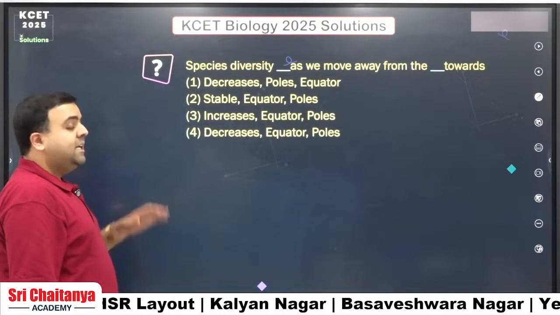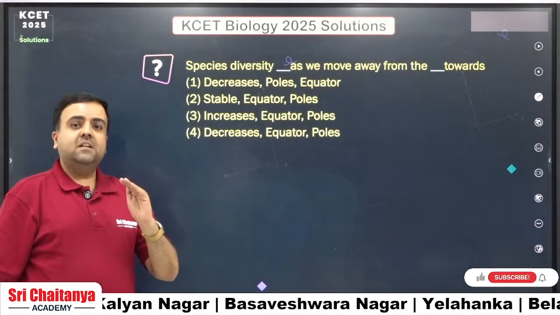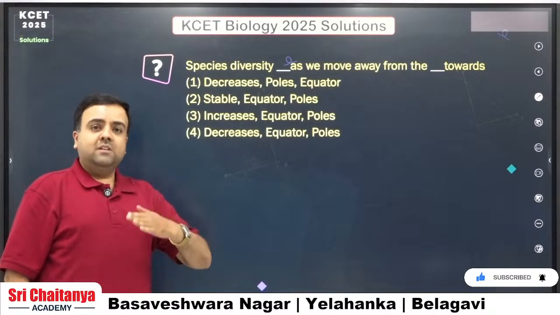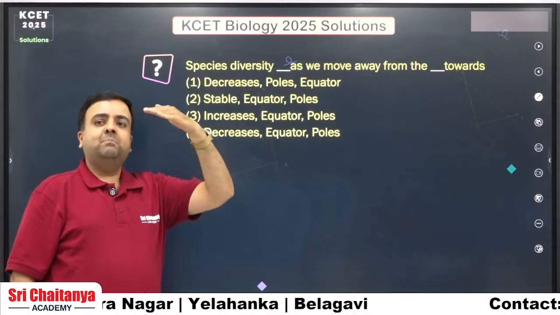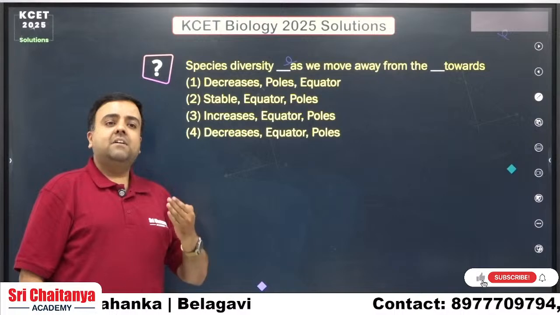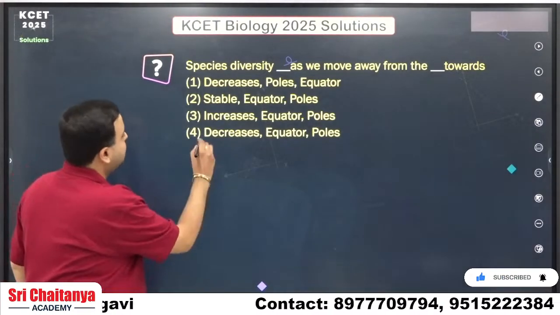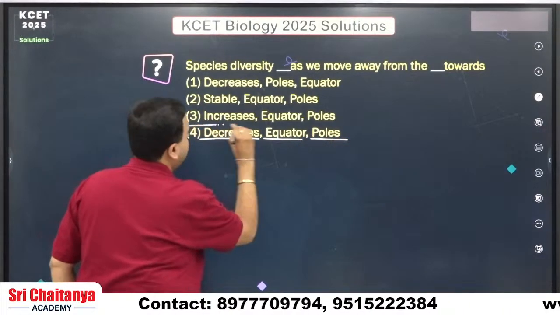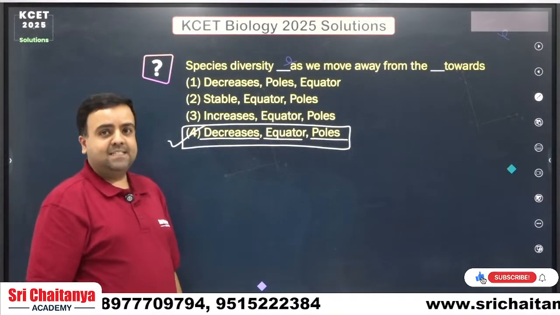Species diversity. Now here you need to understand, when you move from equator to the tropics, the weather stabilizes, there is more availability of the nutrition. So the diversity is going to increase. Now as you are going from the tropics towards the temperate and then towards the poles, there is a steep change in the climate and the availability of the nutrition decreases. So therefore, species diversity decreases as we move from the equator to the poles. Therefore, for this question, option number 4 is going to be the correct answer.